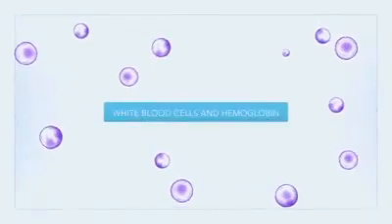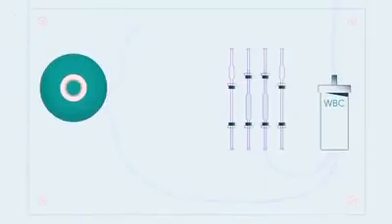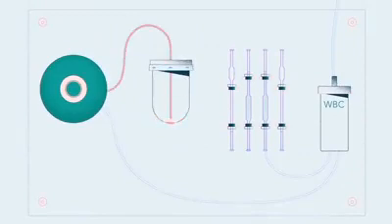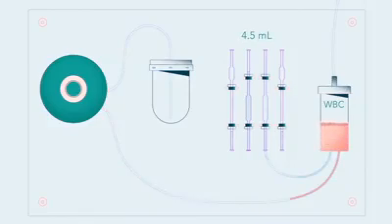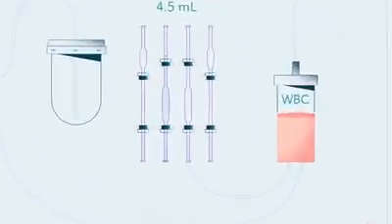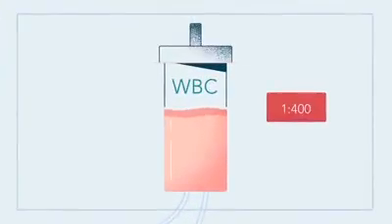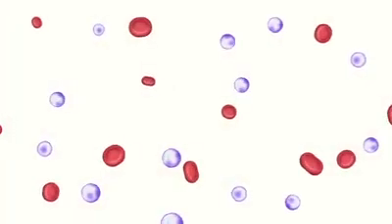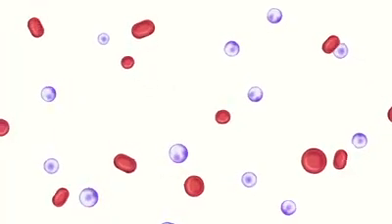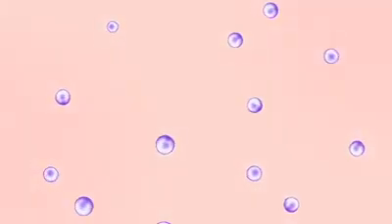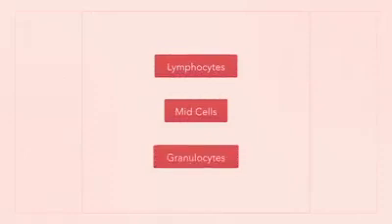For white blood cells and hemoglobin, the first dilution is diluted with the same volume of lyse dispensed by the lyse pipette. The second dilution of 1 to 400 is transferred to the WBC measuring chamber. In the measuring chamber, the lyse hemolyses the red blood cells, releasing the hemoglobin while simultaneously shrinking the white blood cells. Here you get a three-part differentiation of the white blood cells, allowing measurement of lymphocytes, mid cells, and granulocytes.